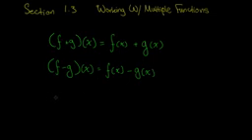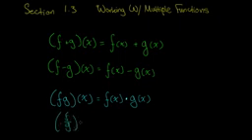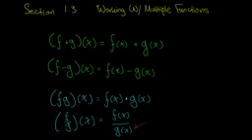So how about f times g of x? That would be f of x times g of x. And you can have f over g of x, which is f of x divided by g of x, provided that g of x is not equal to 0. Okay, that is 0, not 6.